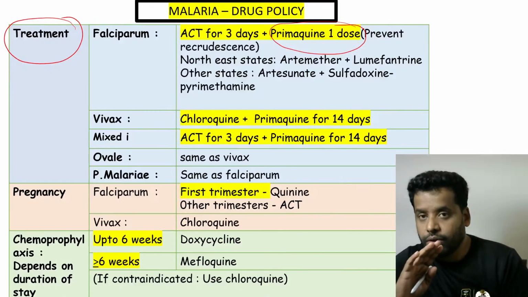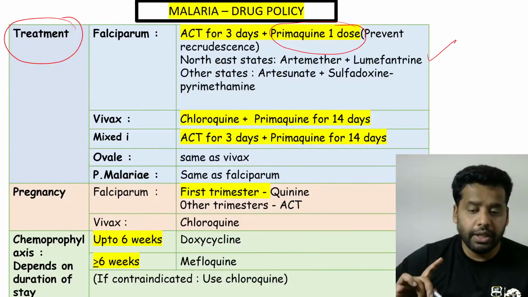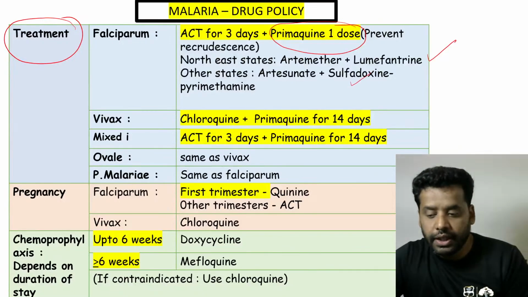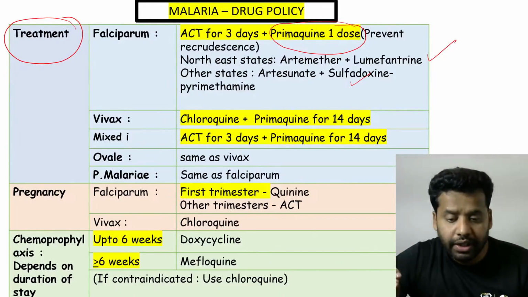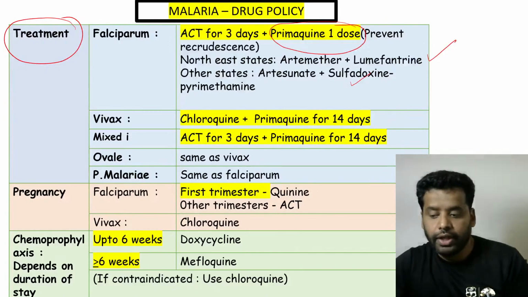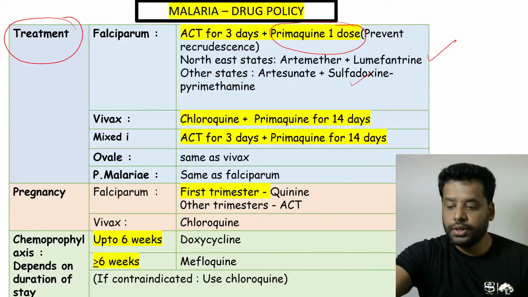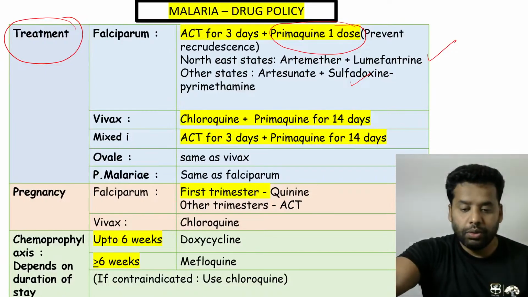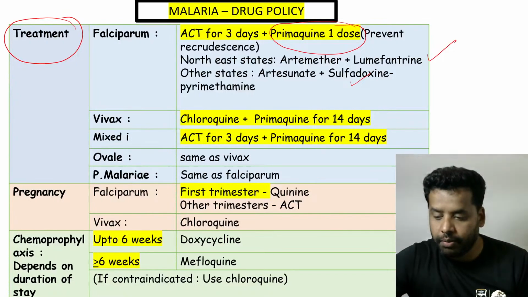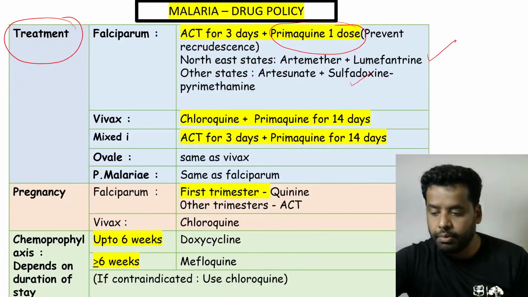It is not the same for all the states. Northeast states we are using artemether lumefantrine. Other states we are using sulfadoxine pyrimethamine. Remember this: for Northeast states we are using artemether lumefantrine. For other states we are using sulfadoxine pyrimethamine. So the second drug is very important. The second drug is a long-acting antimalarial. Always the second drug used is a long-acting antimalarial.